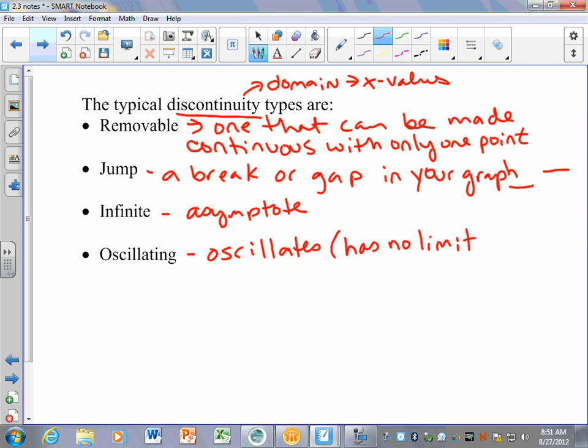Here, look, we're going to write this. Has no limit at points of discontinuity. And on the next page I have pictures for you, which is why I printed this out for you, and you'll see what oscillating means.